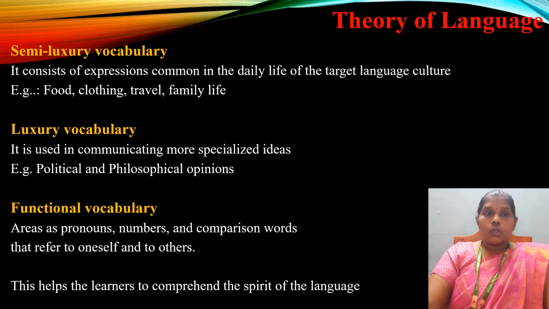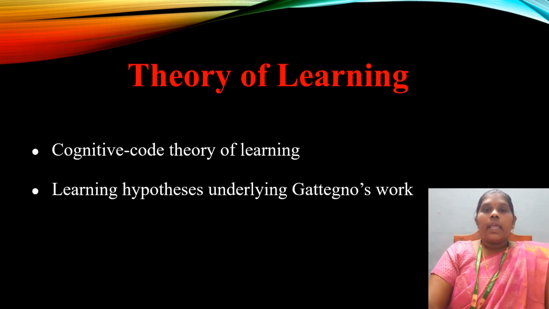Okay, so I repeat, so far we have learned the theory of language, where we have come across 3 main crucial elements. The first one is the structural approach, the second one is the spirit of the language, phonological elements and suprasegmental elements, and the third one is vocabulary: semi-luxury, luxury and functional vocabulary. Having stated this, we'll enter into the next aspect of approach, that is the theory of language learning.